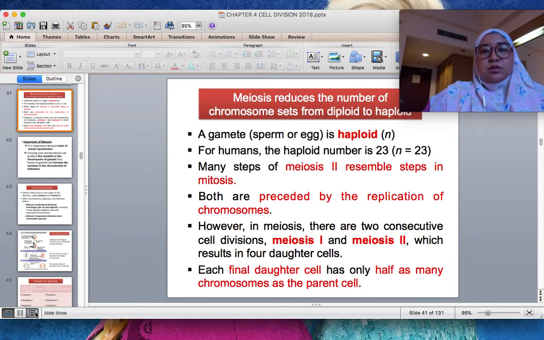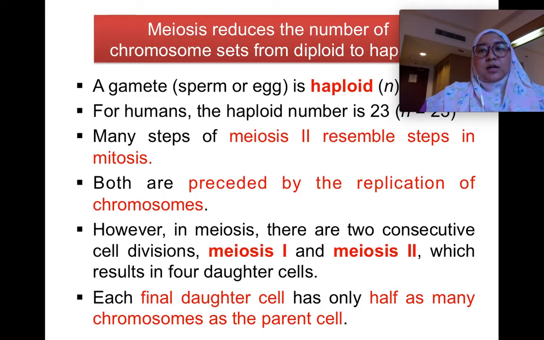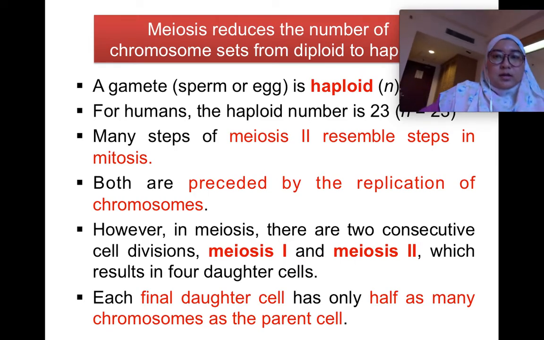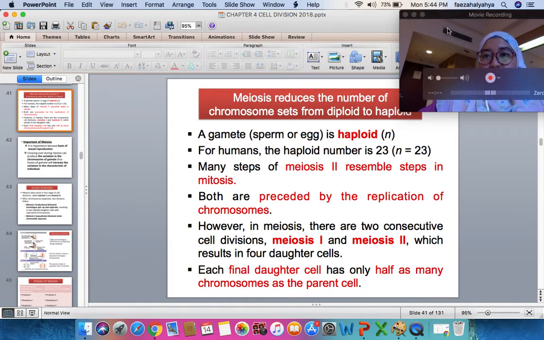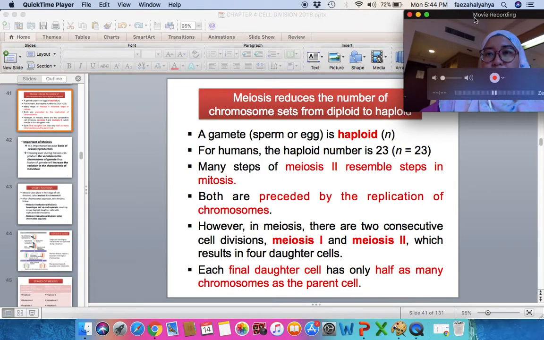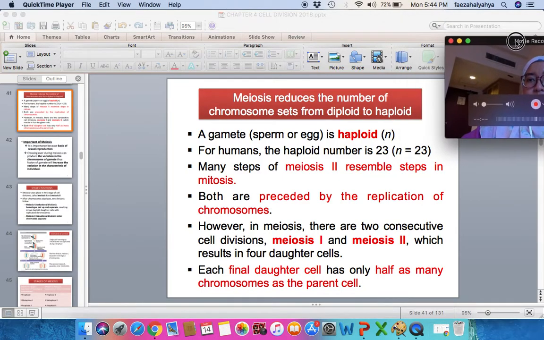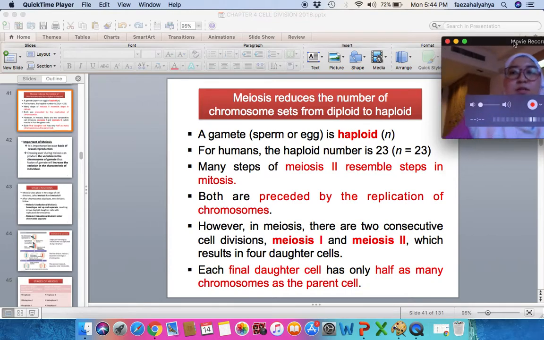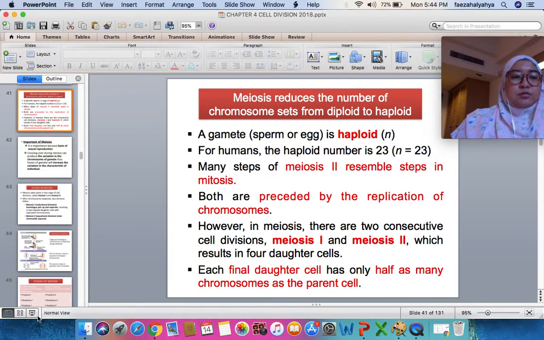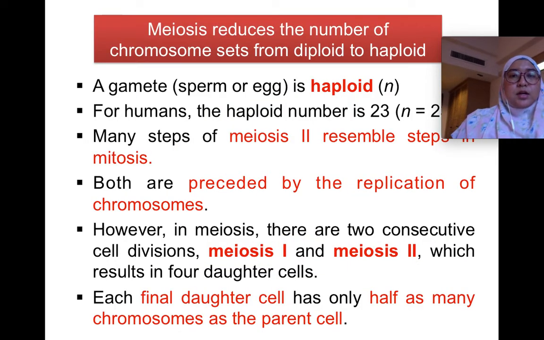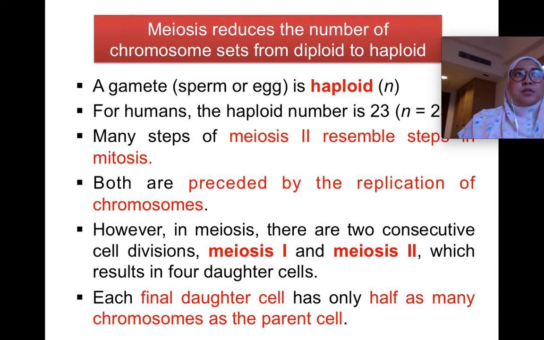Okay, we need to reduce the number of chromosomes in the gametes. Gametes are supposed to be haploid, they cannot be diploid. And once again, it reduces from what to what? From 46 to 23. So meiosis must reduce the number of chromosome sets from 46 to 23.